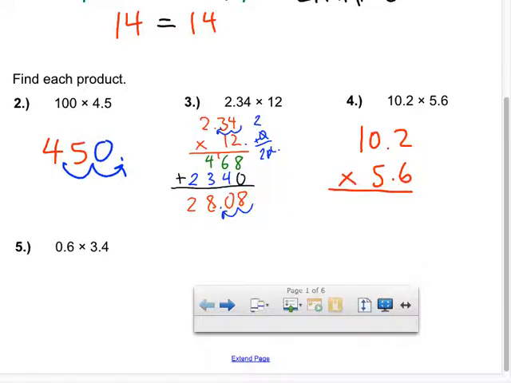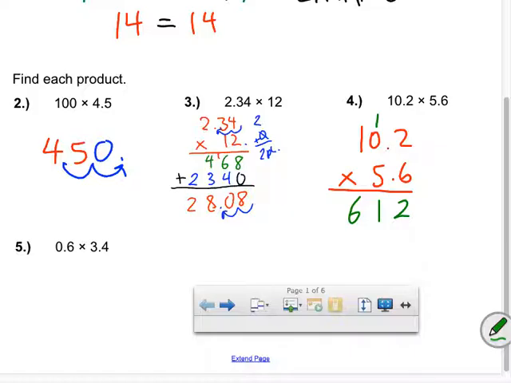So first I need to multiply the number in the ones place. 6 times 2 is what? 12. Carry the 1. 6 times 0 plus the 1, 1. Now I've got to multiply 6 times 1, which is 6. Olu, you had a question?